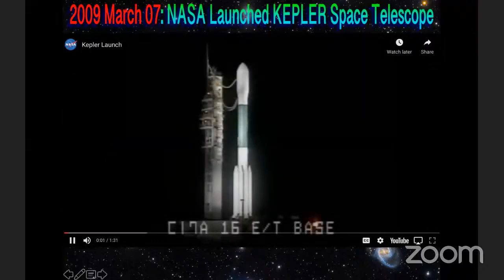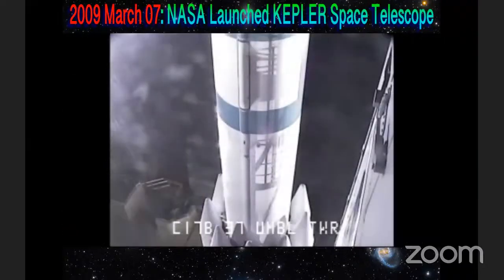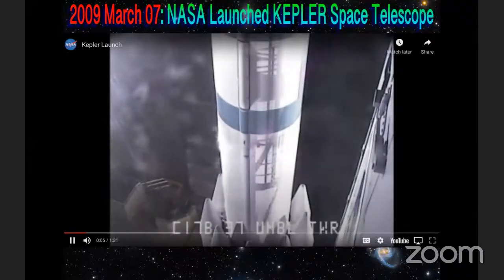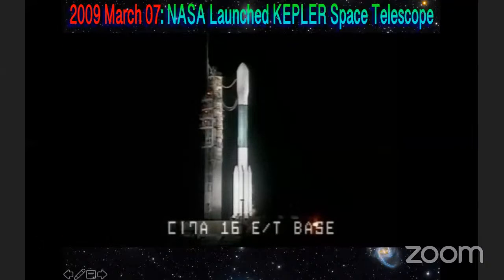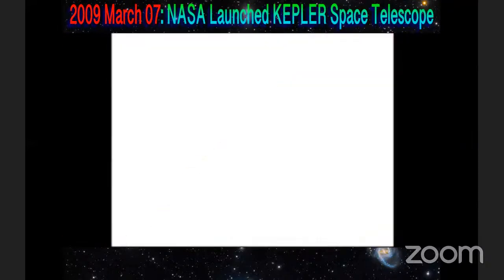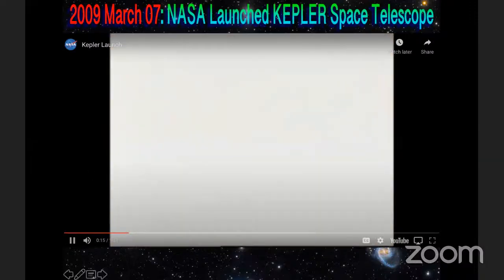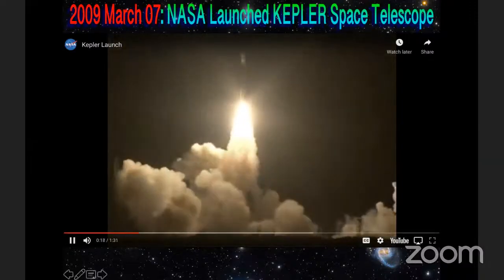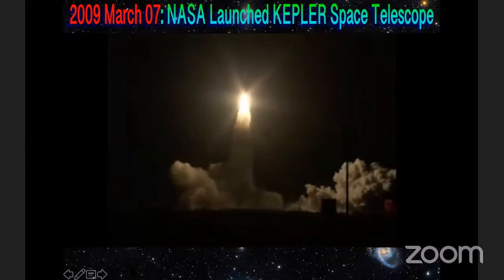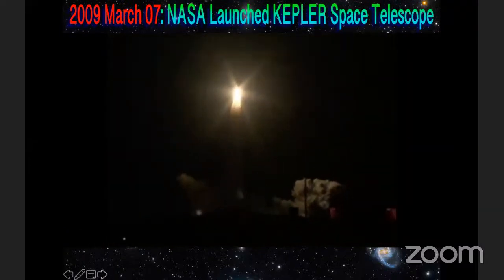10, 9, 8, 7, 6, 5, 4, 3, 2. Engine start. 1, 0, and liftoff of the Delta II rocket with Kepler on a search for planets in some way like our own. Vernier engine chamber pressures are building. Graphite solid motors are building chamber pressure.